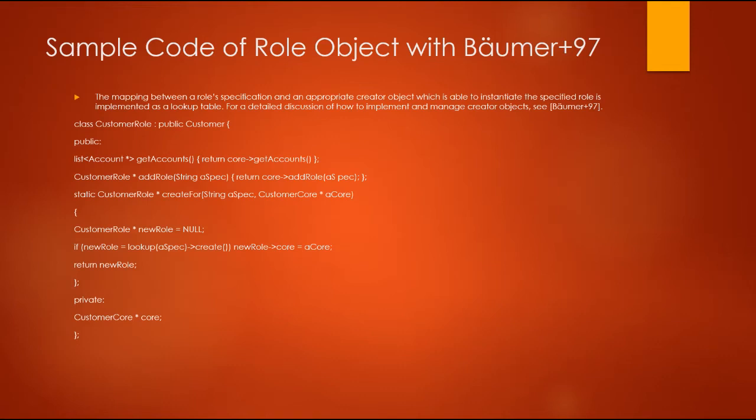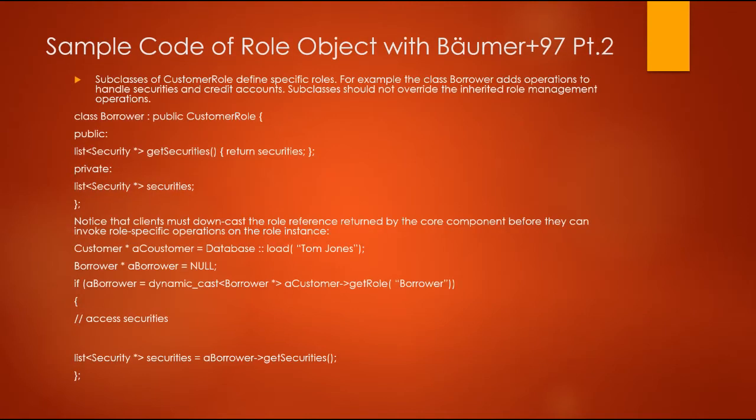Then further down, you have CustomerRole's newRole equals null, meaning once it fills its roles, it becomes null after. Then it gets to the if statement where, if there's a new role, it creates a new role for the core. If it's not a new role, then it returns the new role. Then the CustomerCore core has been assigned to private, so it can't be accessed by anything outside of it. So that's part 2 of the sample code of the role object with Bäumer et al. '97.